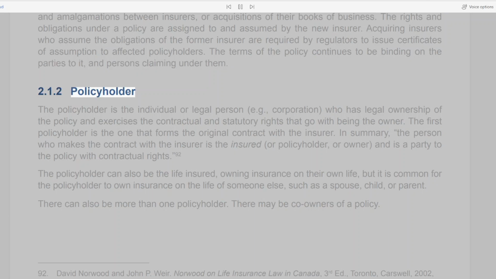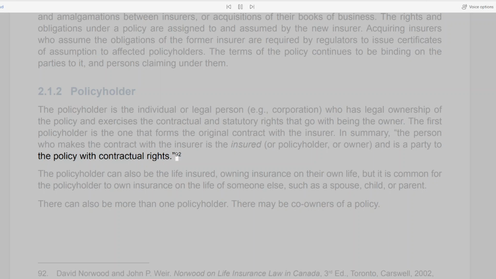2.1.2 Policyholder. The policyholder is the individual or legal person, for example a corporation, who has legal ownership of the policy and exercises the contractual and statutory rights that go with being the owner. The first policyholder is the one that forms the original contract with the insurer. In summary, the person who makes the contract with the insurer is the insured or policyholder or owner and is a party to the policy with contractual rights.